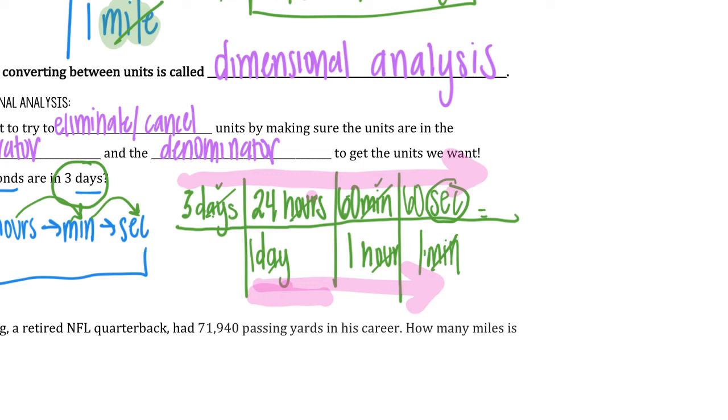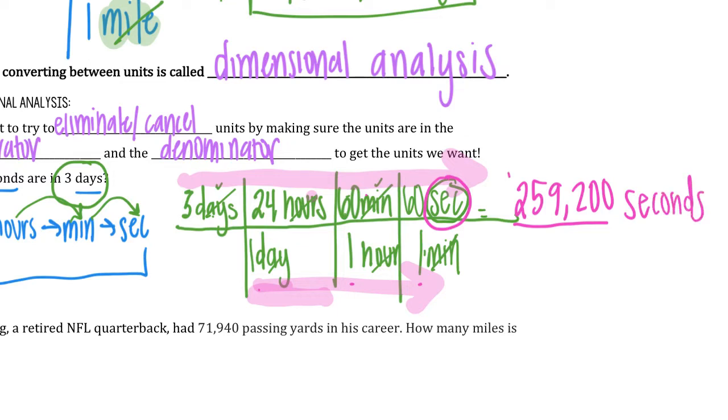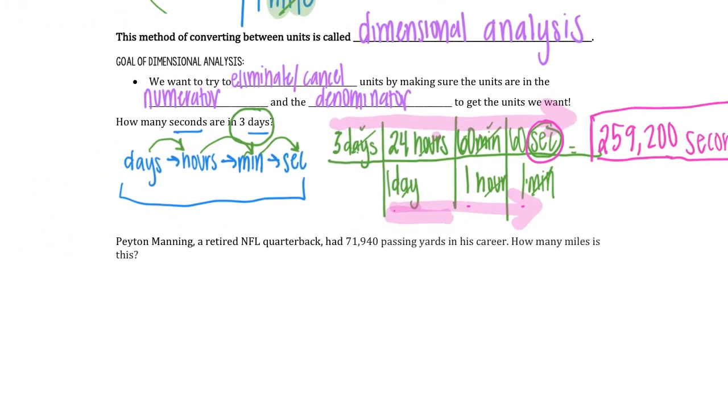If we do 3 times 24 times 60 times 60, we get 259,200 over 1 times 1 times 1, which is just 1. So we don't need to do anything there. Just make sure that your answer is in your final unit of seconds. We'll try another one right beneath there.